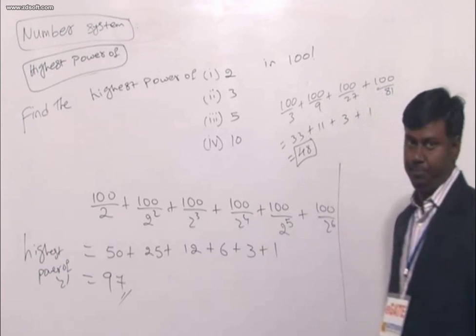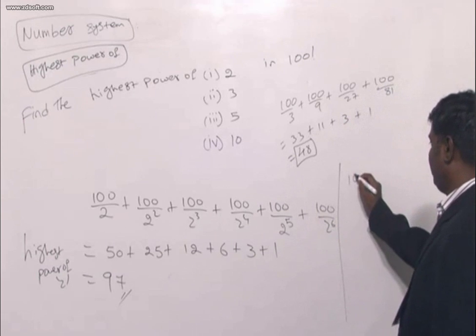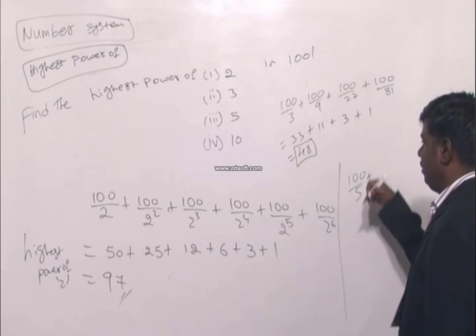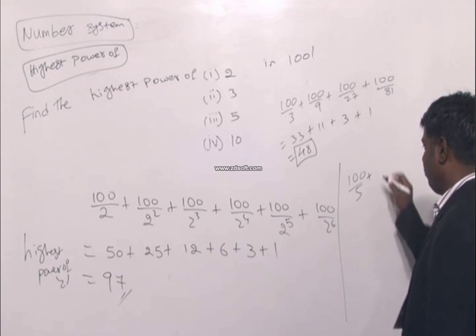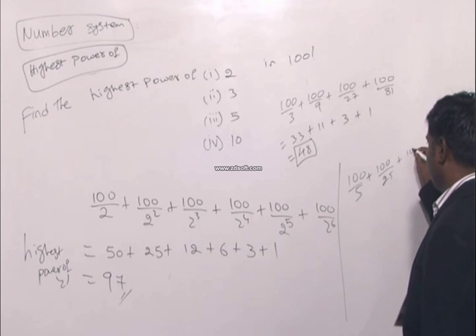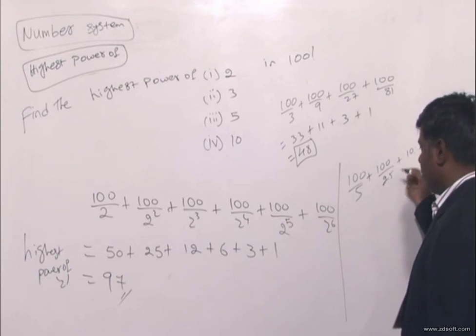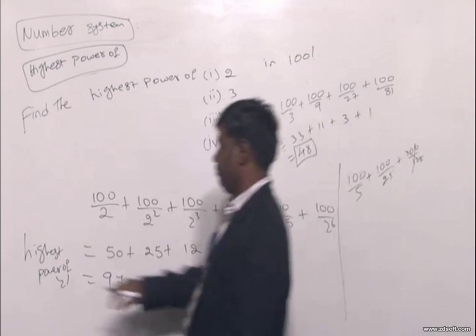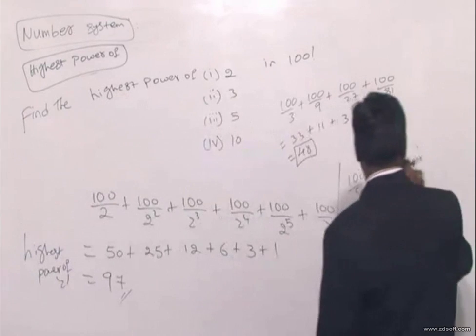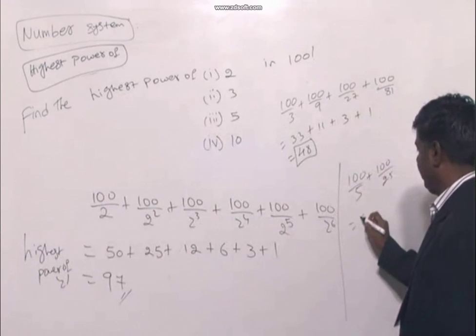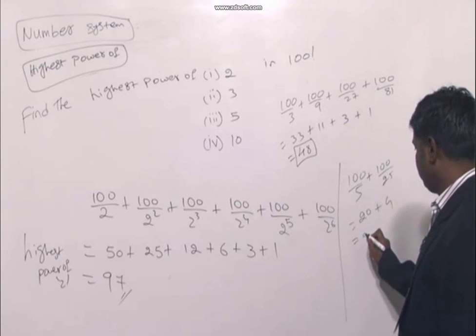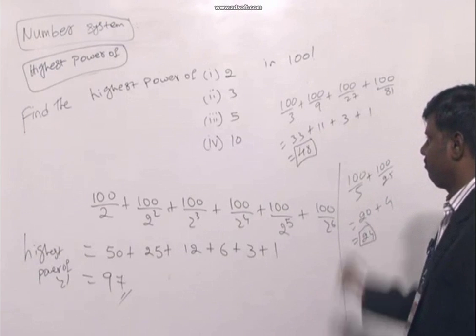Similarly, highest power of 5. 100 by 5, 100 by 25. Beyond that you can't go because it will be 125. 100 by 5, 20, 20 by 5, 4. So 24 is the highest power of 5.